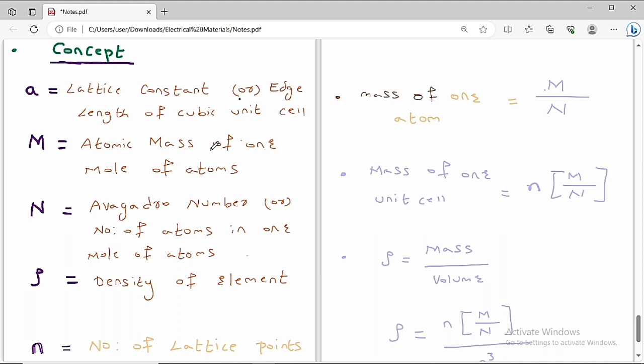So here I already told you what M is. Capital M is the atomic mass of 1 mole of atoms, and capital N is the Avogadro number, the number of atoms present in 1 mole of atoms.